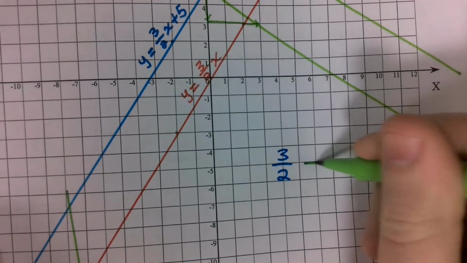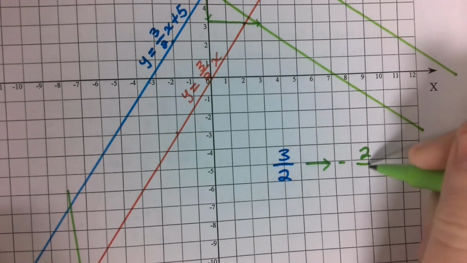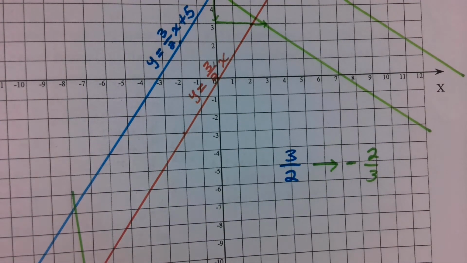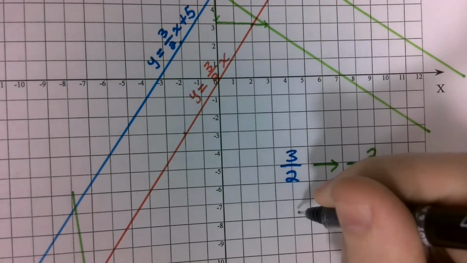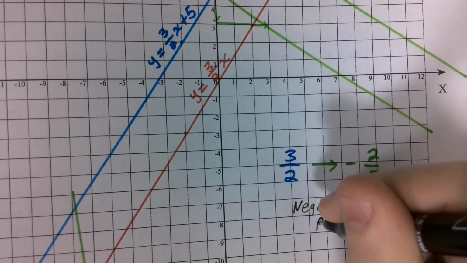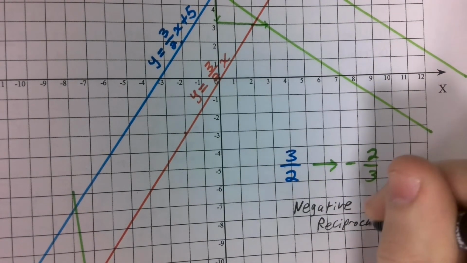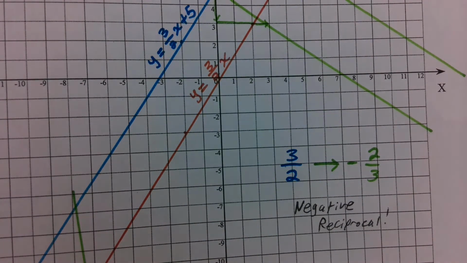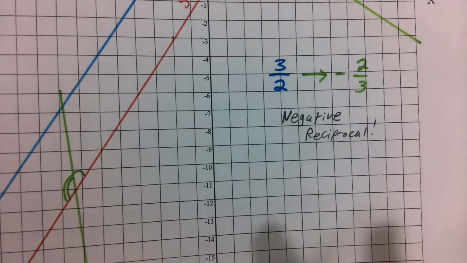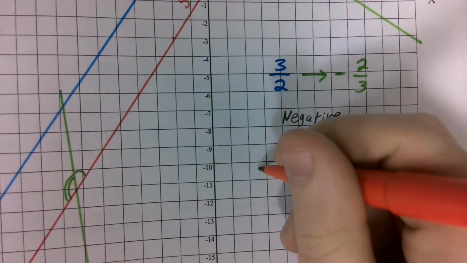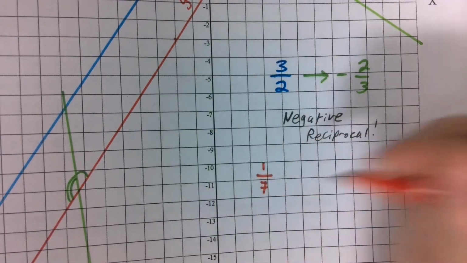To go from 3/2 to negative 2/3, two things need to happen. We make our number negative, and we flip the fraction. This is what we call a negative reciprocal. And you have to do both. You have to make it negative, or if it's already negative, make it positive, and flip the number. Otherwise, you will not get the proper slope. So let's try a couple of these. What's the negative reciprocal of 1/7?